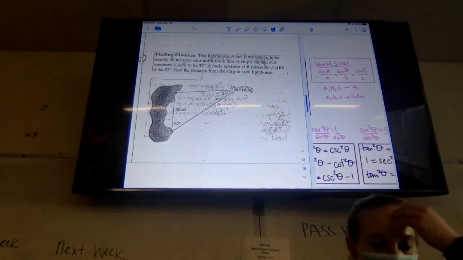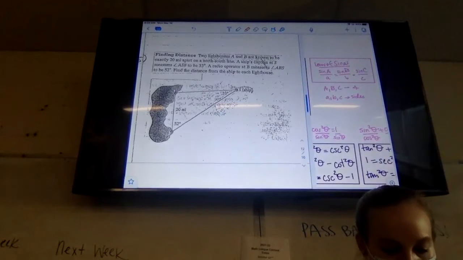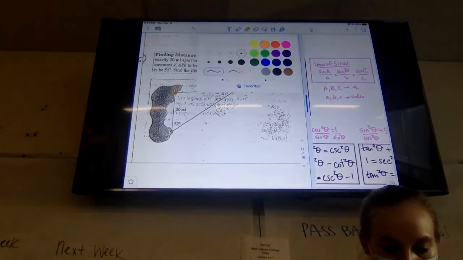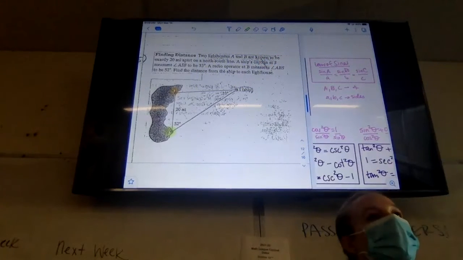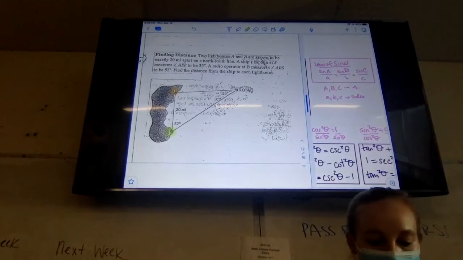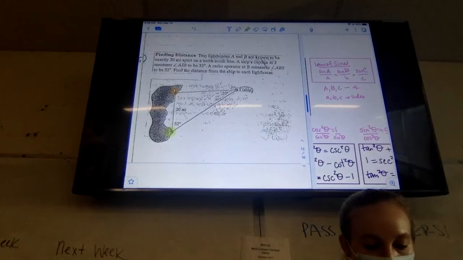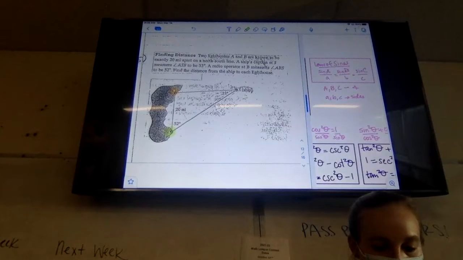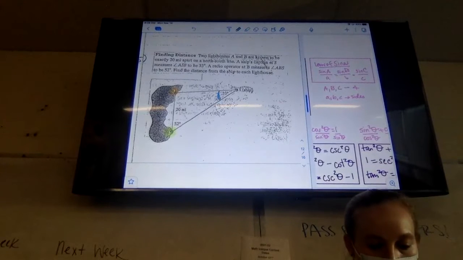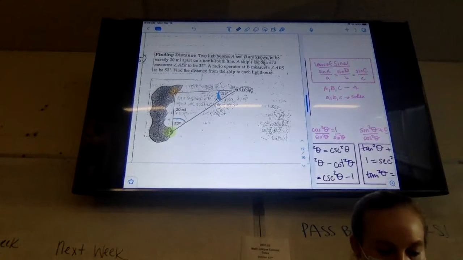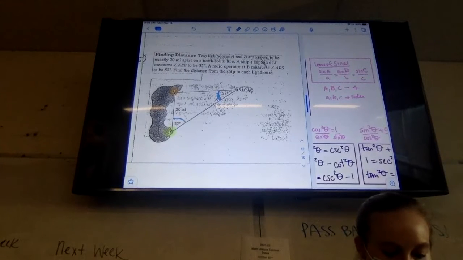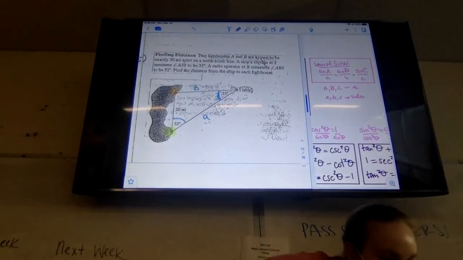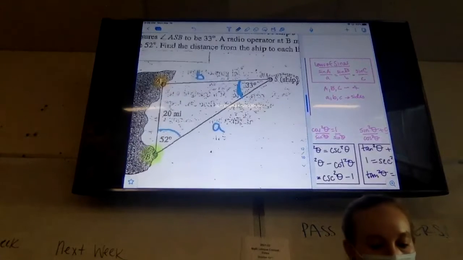Okay, so this one says 2 lighthouses, lighthouse A and lighthouse B. So lighthouse A is here and lighthouse B is below it, are known to be exactly 20 miles apart on a north-south line. So one's directly above the other one, 20 miles. A ship's captain at S measures angle ASB to be 33 degrees. So that's this right here. And then a radio operator at B measures the angle ABS to be 52. Okay, great. We want to find the distance from the ship to each lighthouse. So I essentially need to find little b and I need to find little a. Okay. So we're going to use law of sines here.